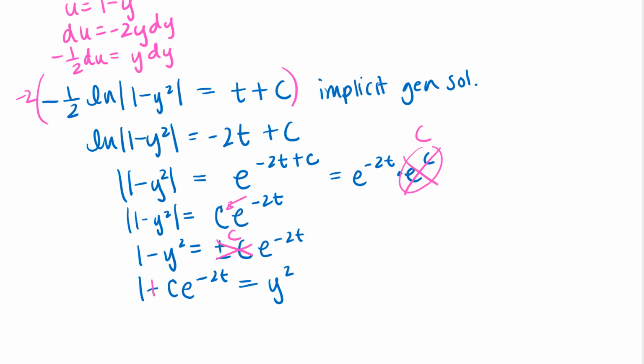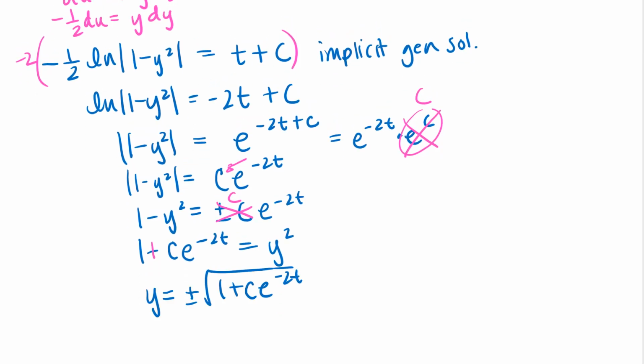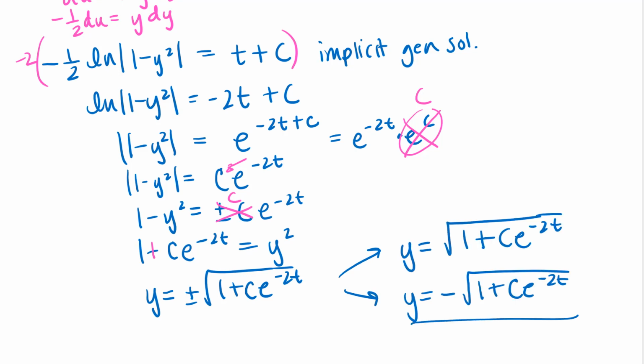All right, so I'm going to go ahead and finish solving for y. I'll need a plus or minus square root. So that really means I actually have two general solutions. All right, so those are general solutions.